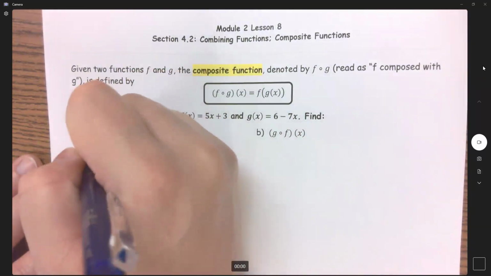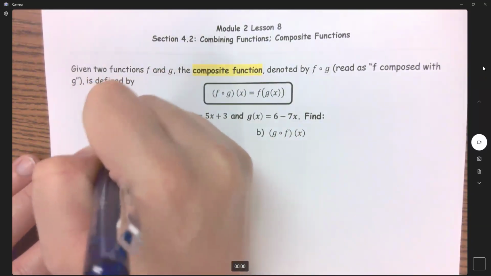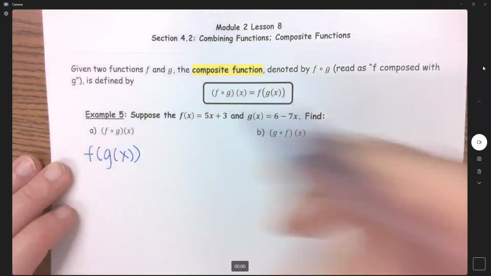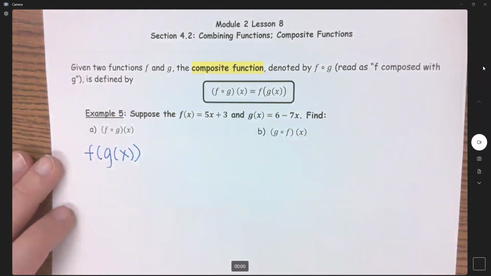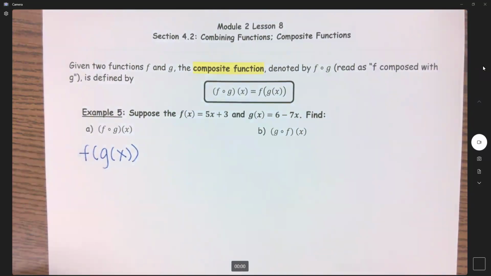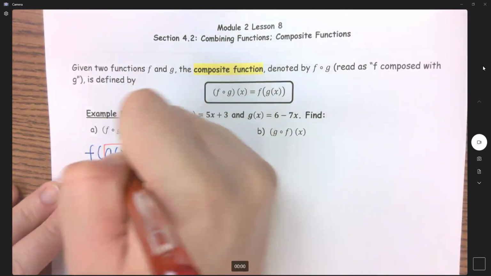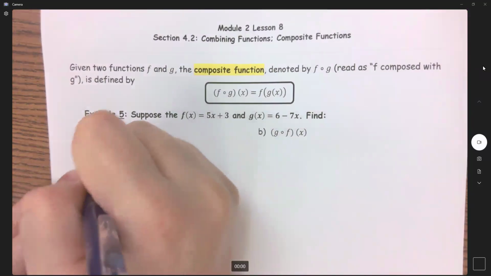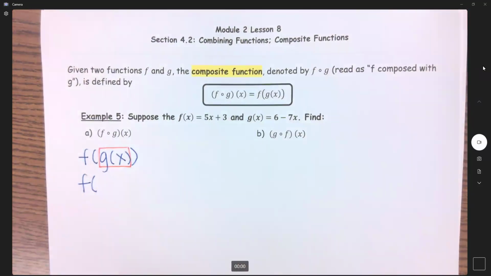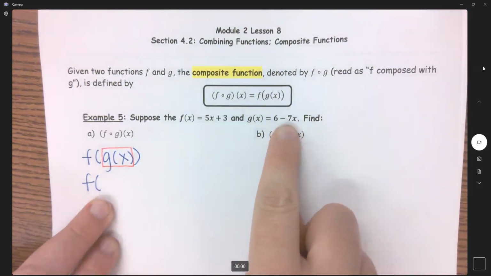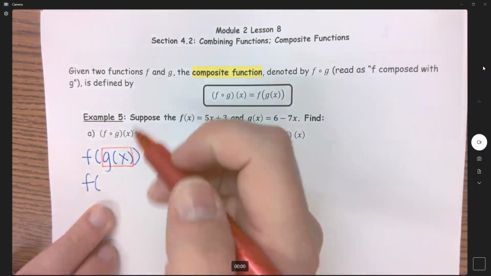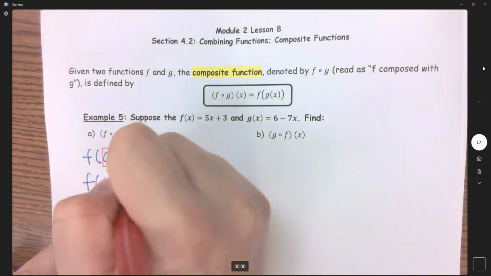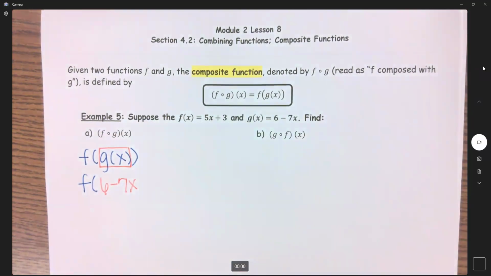If I expand that out, that is f of g of x. Now with compositions, we need to start on the inside. So the first thing I'm going to do is look at my inside function. My inside function here is g of x. Now I am going to substitute in my g of x function for where I see g of x. So this is 6 minus 7x.